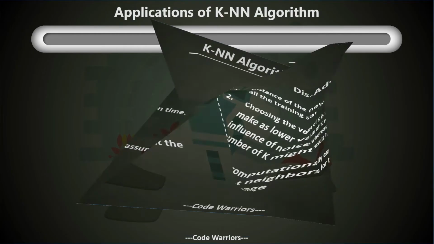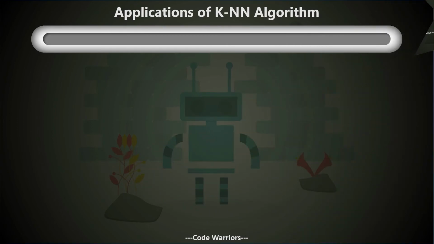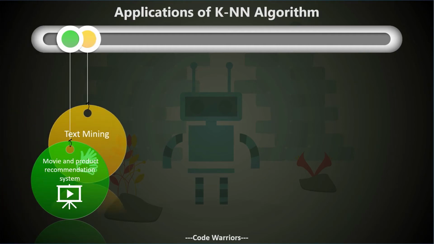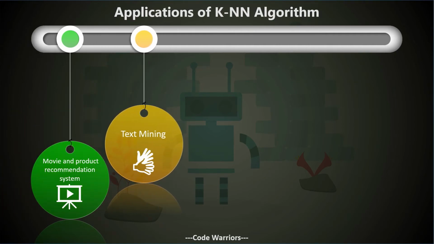Now let's see some applications of the KNN algorithm. So our first application is movie and product recommendation systems. You have seen that Netflix recommends you some movies based on your interest, and Amazon and Flipkart recommend you some products based on your purchase history. So in these types of recommendation systems, KNN is used. Our second is text mining. You have heard about data mining and text mining. All these are the same, in which we have to extract the important features of data for data visualization. So there also KNN works well.